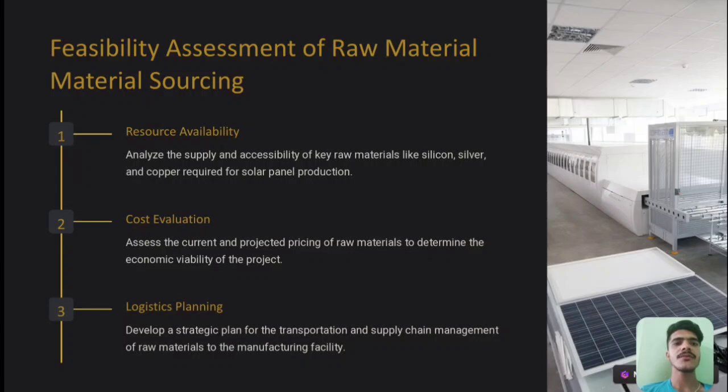Feasibility assessment of raw material sourcing. First one, source availability. Second one, cost evaluation. Third, logistic planning. Source availability: analyzing the supply and accessibility of key raw materials like silicon, silver and copper required for solar panel production. Cost evaluation: assess the current and projected pricing of raw materials to determine the economic viability of the project. Logistic planning: develop a strategic plan for transportation and supply chain management of raw materials to the manufacturing facility.